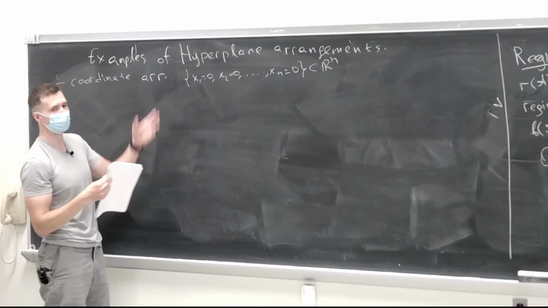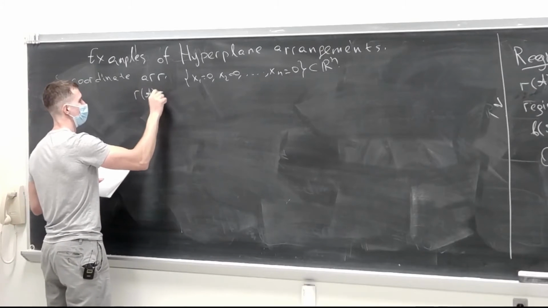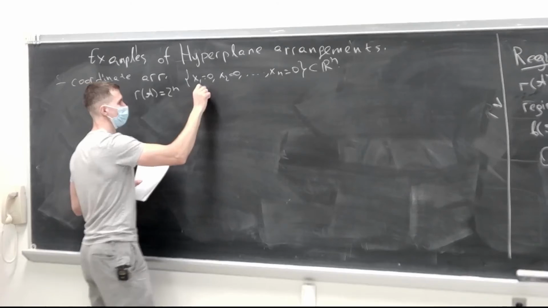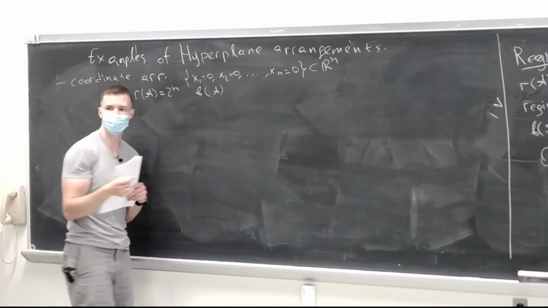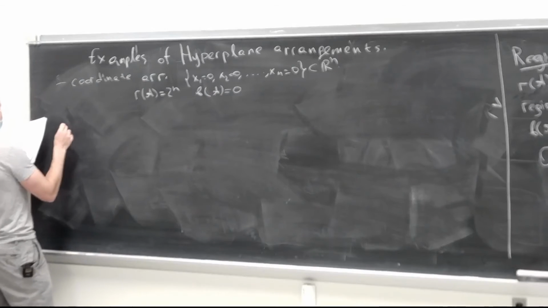So by the way, what's the number of regions? The number of regions is 2 to the n. What's the number of bounded regions? Relatively bounded regions? 0. All right. Very nice.